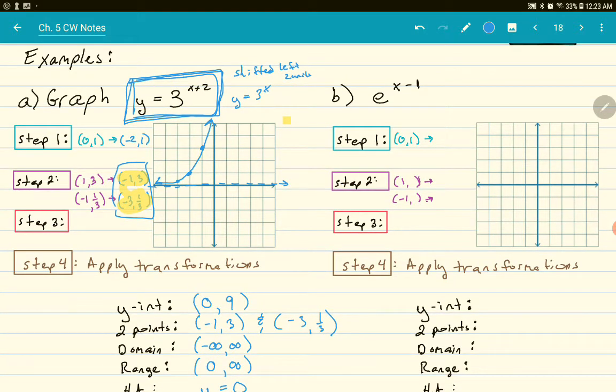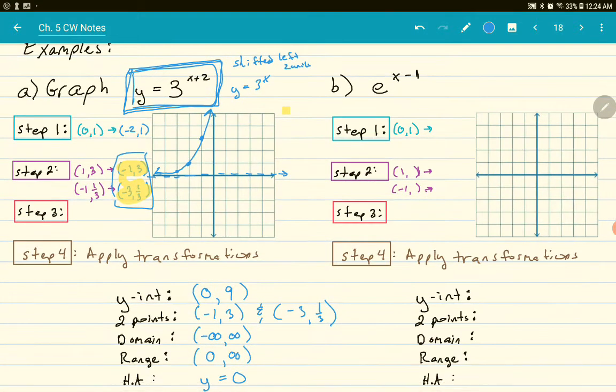So that's my first example. All right, let's do example B now. So again, our parent function is e to the x, and that one is shifted right by 1 unit.